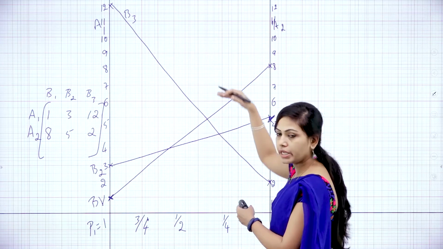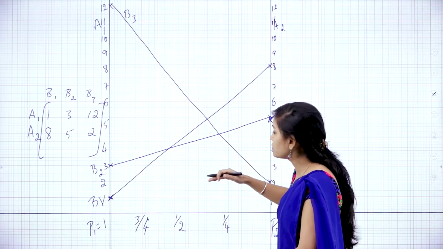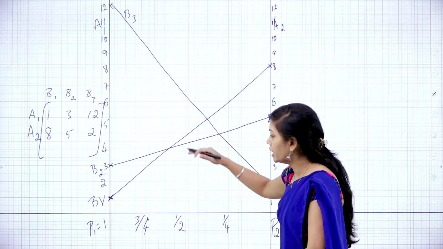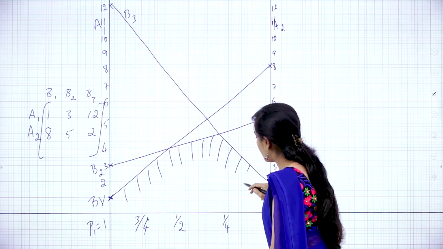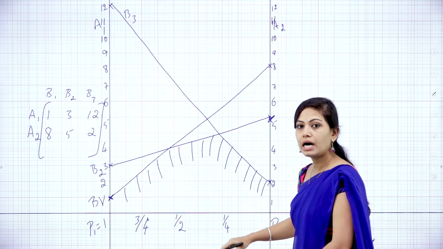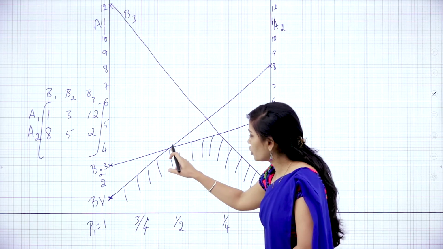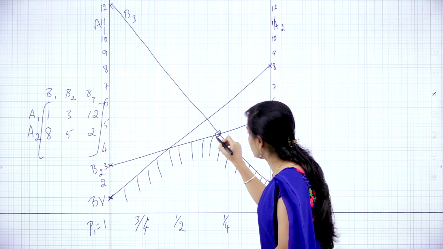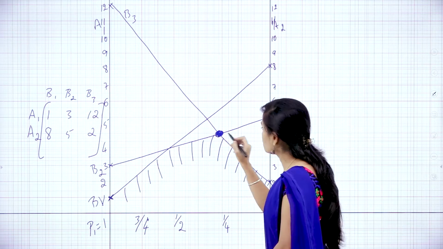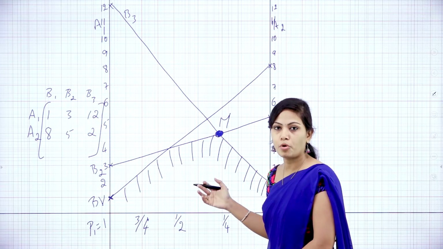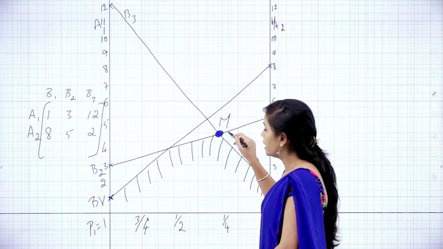So this is the higher boundary and this is the lower boundary, right? Select the highest point. Highest point means the maximum point on the lower boundary. So this part is called the lower boundary. Select the maximum point from the lower boundary. This is not the maximum, but this is the maximum point. So this point is called M, the maximum point.